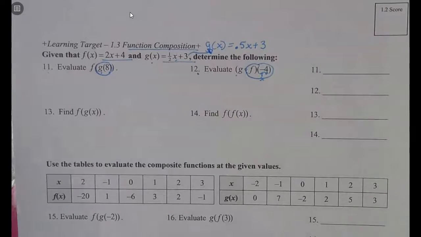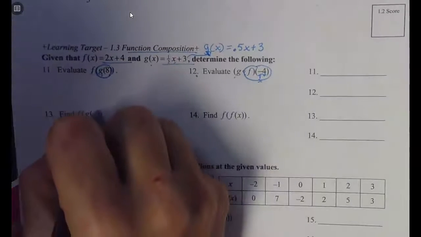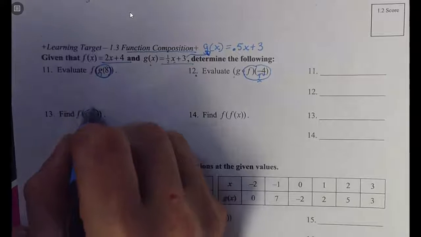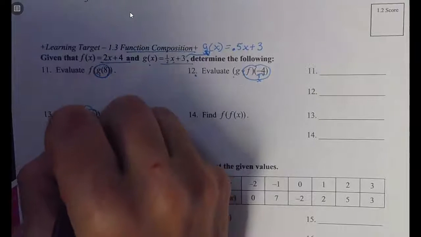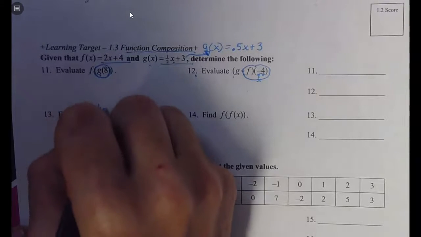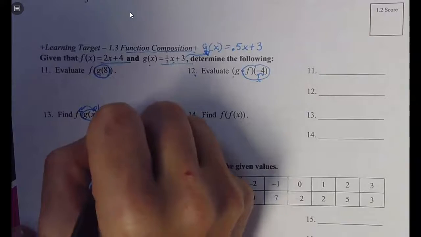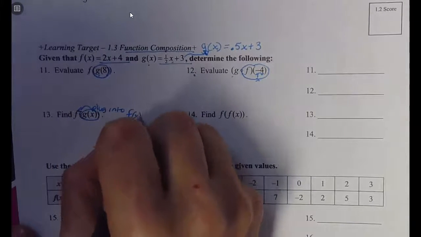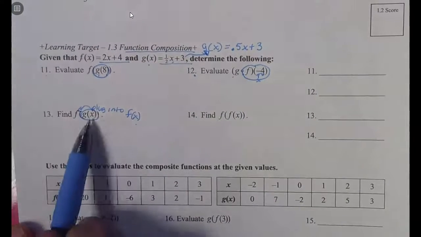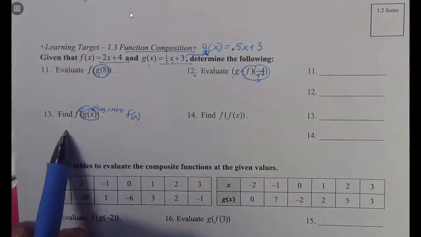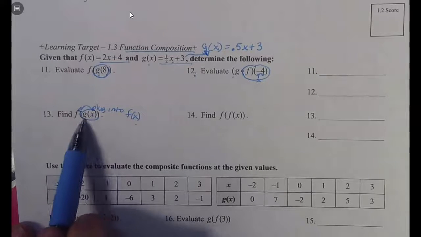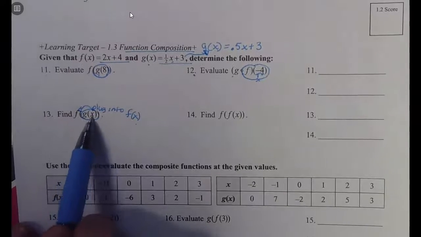Okay, 13. These are the ones without the numbers. So there's just combining like terms. You're not going to get a final answer. So we're going to take g of x and we're going to plug it into f of x. Very important: you plug it into the f of x function. Wherever you see an x, you plug in the g of x.